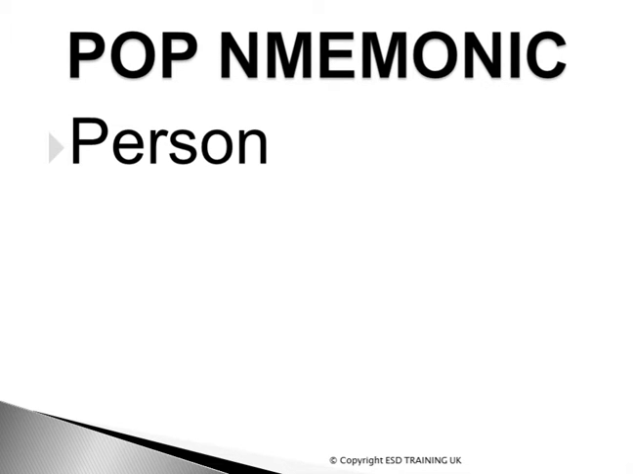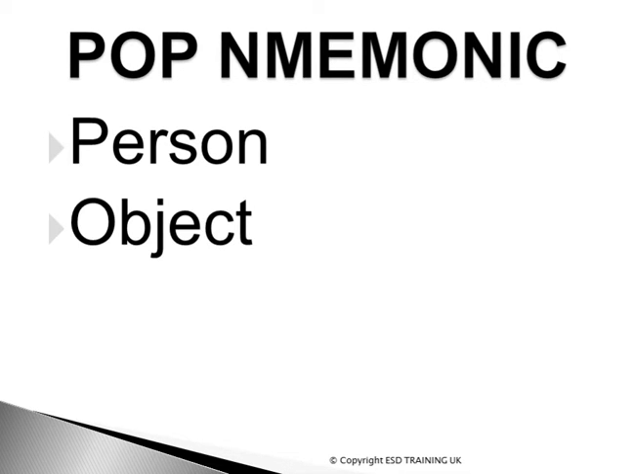First P stands for person, the O for object, the last P for place. Let's look at the person and what we should consider. Capability and intent. This should be the first thing you look at. Is the person capable of causing you or others harm? Remember that some persons may be capable, but they will lack the intent or the will in order to do so.